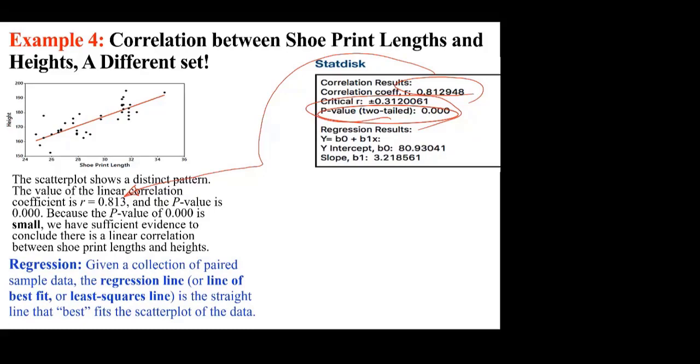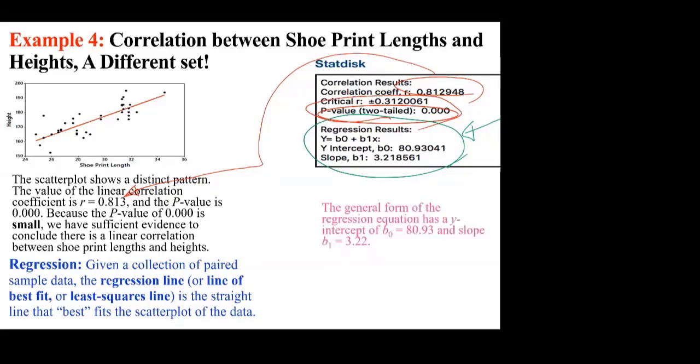And what is a regression? Given a collection of paired sample data, the regression line, or line of best fit, or least squares line, is the straight line that best fits the scatter plot of the data. In other words, is there a way to calculate that line, assuming the line in red, when you go back to the plot, is the line of interest? Yes, the process is called the regression, and in fact, it is given again with the technology. Now, there is a process, we go over that, and you'll see it can be done by hand. Needless to say, it takes forever, but it can be done by hand.